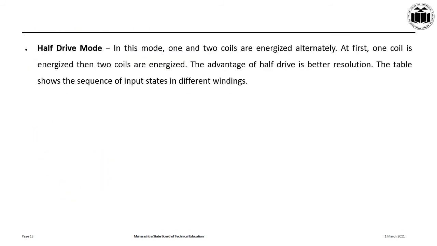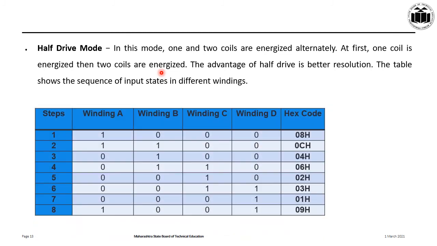Now let's look at half drive mode. In half drive mode, 1 and 2 coils are energized alternately. Like first 1 coil is energized, then 2 coils are energized, and so on. The advantage is better resolution in half drive mode. Let us look at the table. So winding A is energized first, then A and B are energized, then only B is energized, then B and C is energized, and so on. Using the hex code, we get this sequence.